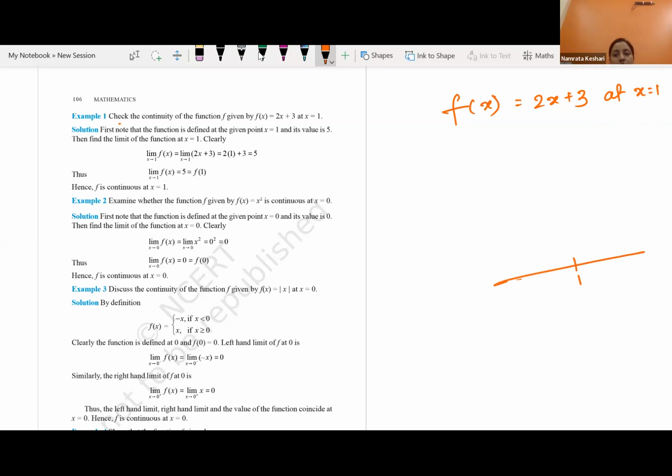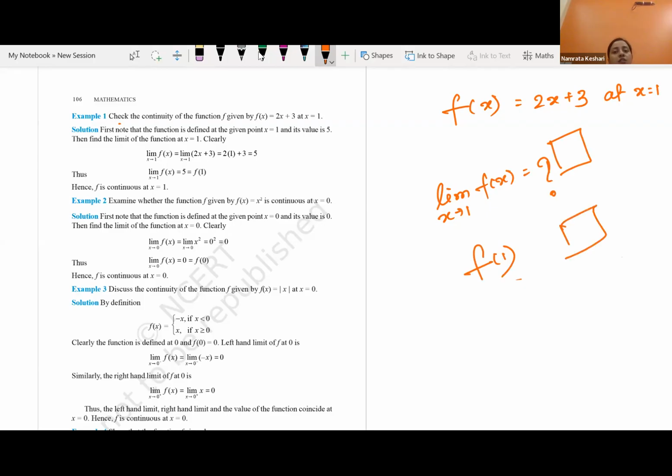Okay, whether the graph is smooth or not and all. We don't have to plot the graph. We don't have to think in the graphical manner. Yes, the understanding is required, but actually you need to check the limit as x tends to 1 of f of x, what is that value, and you also need to check what is f of 1. If this one and this one are matching, that means the function is continuous.